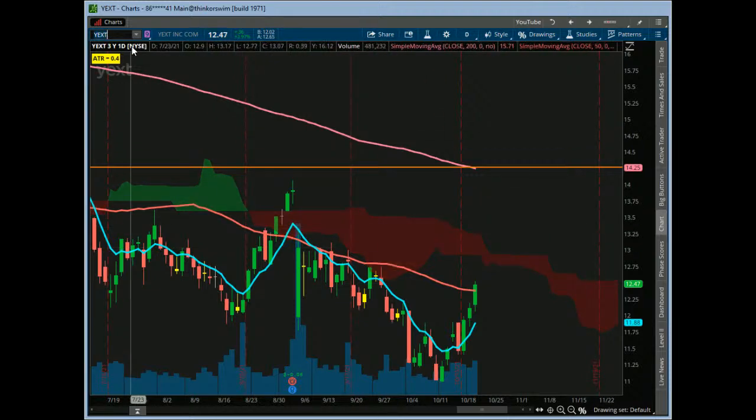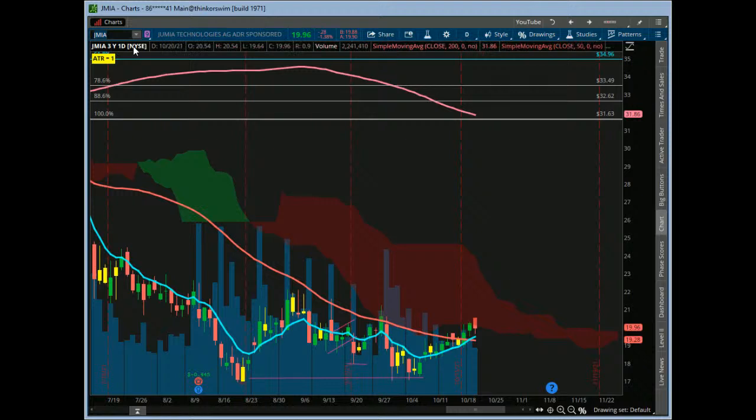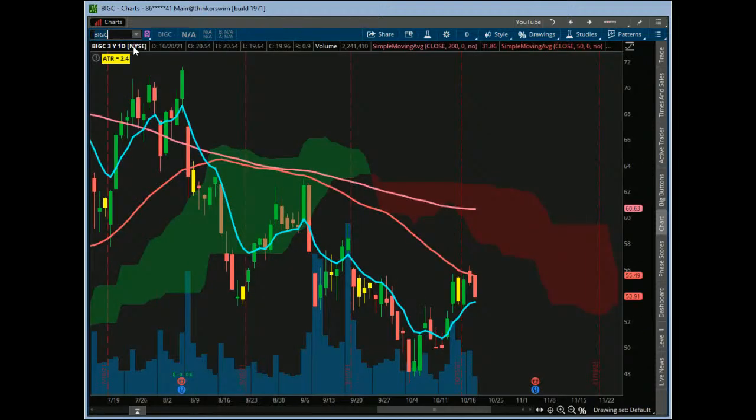John Turner, what's going on? Good to see you. Let's see the JMIA. JMIA got to the cloud over the 80 MA. Golden cross, the 80 MA through the 50-day moving average. A little bit of rejection off the daily cloud. The big C. Spinning top reversal, rejection of the 50-day moving average back down.